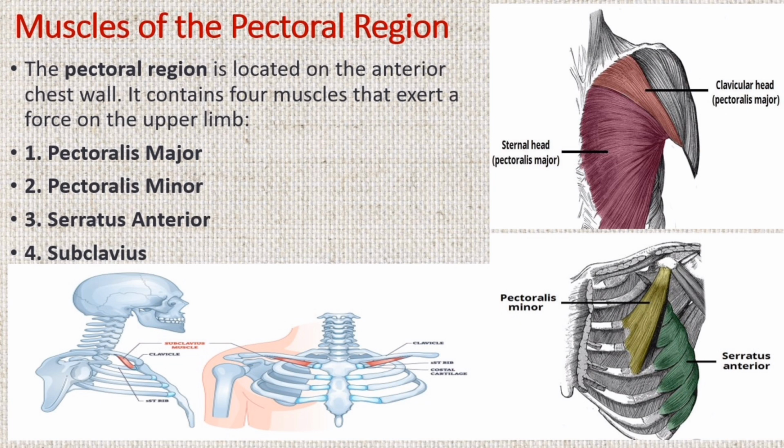Attachments. Originates from the 3rd-5th ribs and inserts into the coracoid process of the scapula. Function. Stabilizes the scapula by drawing it antero-inferiorly against the thoracic wall. Innervation. Medial pectoral nerve.